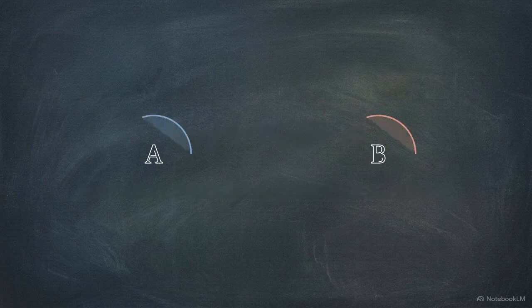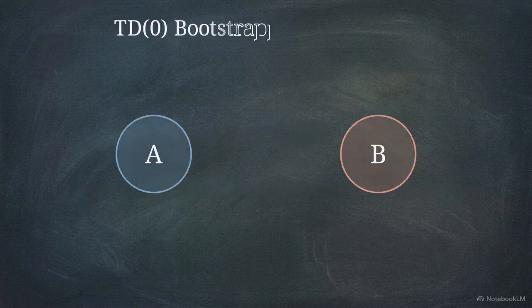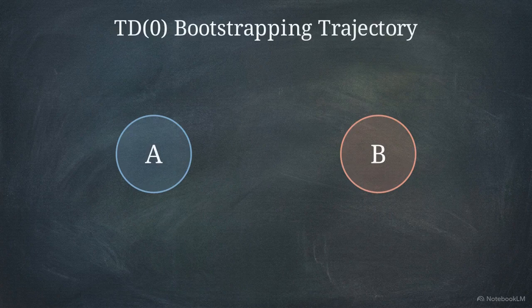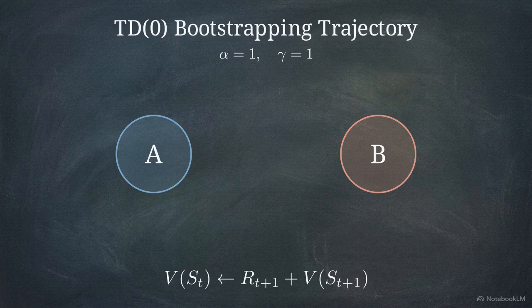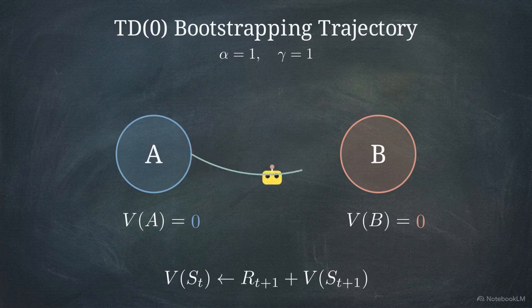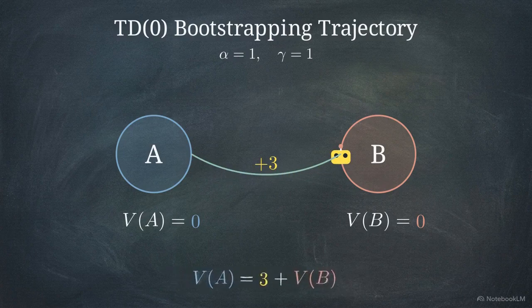We can track how this bootstrapping mechanism functions in practice through a short numerical trajectory. We will set both our learning rate and our discount factor to 1. Both states begin with a value of 0. On the first transition from A to B, the agent receives a reward of 3. State A's new value becomes that immediate reward, 3, plus State B's starting value of 0. State A is now valued at 3.